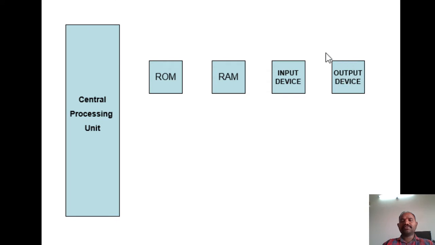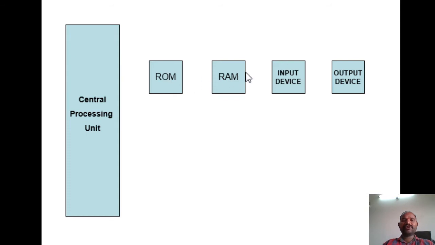Now these components, ROM, RAM, input and output devices. The input and output devices are sometimes called peripherals. They are named peripherals because they are connected external to the microcomputer. That's why the input and output devices are called peripherals.